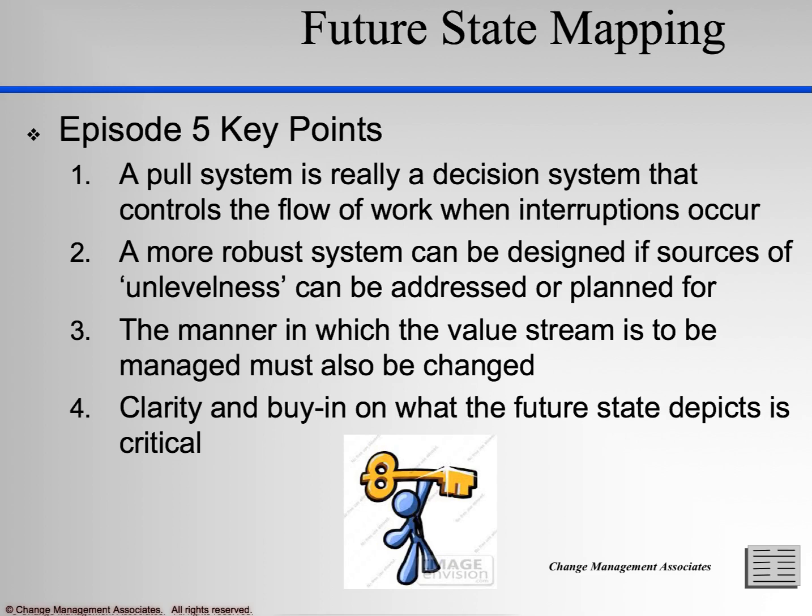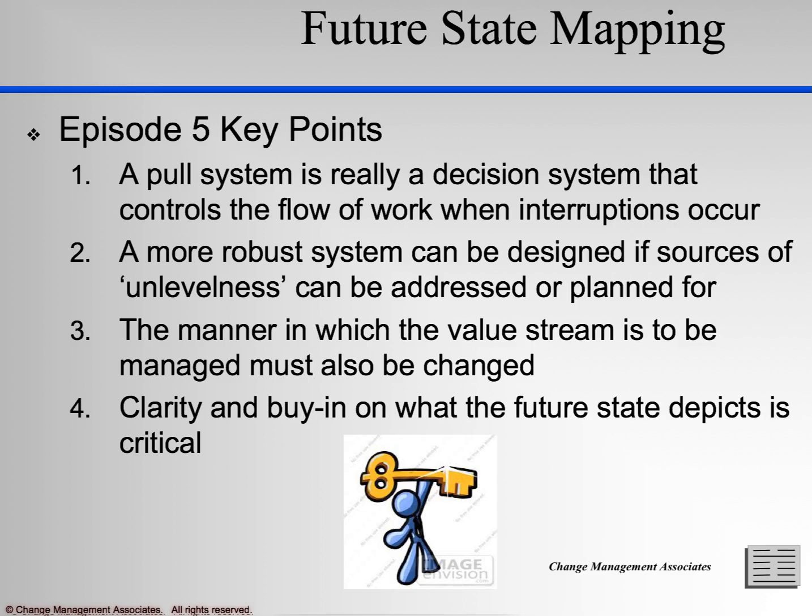Second, leveling is another key concept of lean and is also embedded in one of the future state questions. A more robust future state can be designed if sources of unlevelness can be addressed or planned for. Remember that there are various aspects of leveling: the volume of work and the mix of work. If such unlevelness exists, it must be addressed. Otherwise, it often becomes a cause for the future state not performing to expectations once it has been implemented.